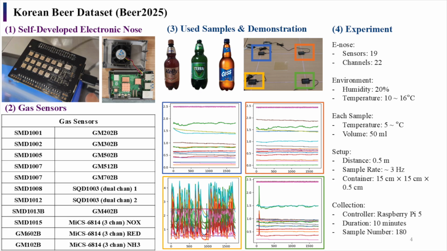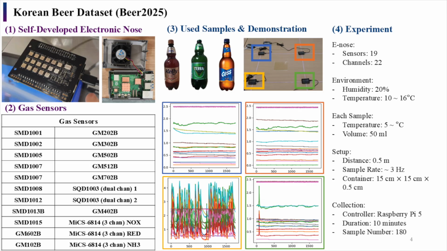4 copies of the ENOSes are used to form an olfactory sensory network. Each ENOS contains 19 sensors and has 22 channels for output, and they are placed at the 4 corners of a half-meter times half-meter grid. Each of them is controlled by a Raspberry Pi 5. We additionally developed a system to connect to the Raspberry Pi 5, activate the data collector, and download the data.